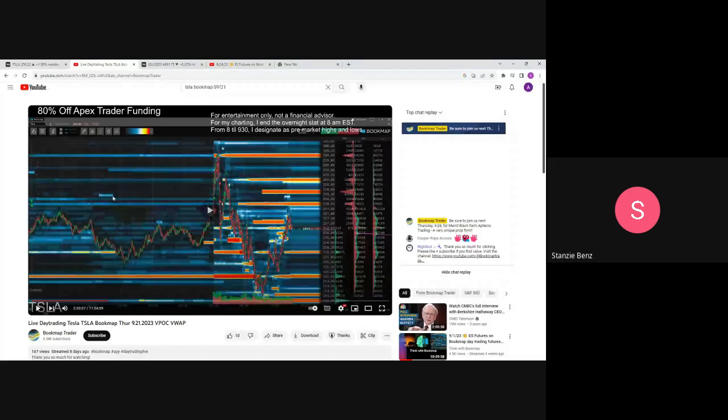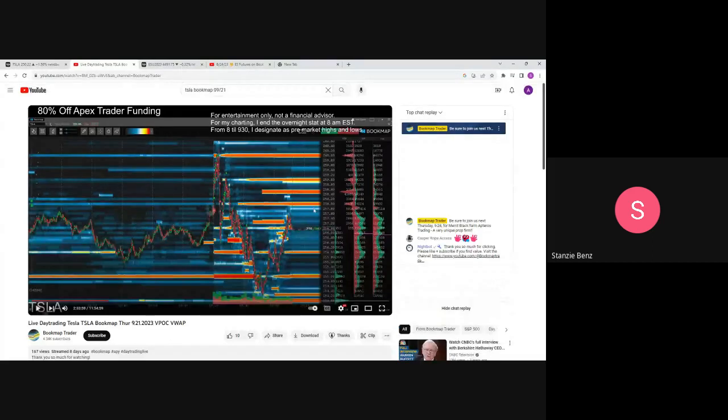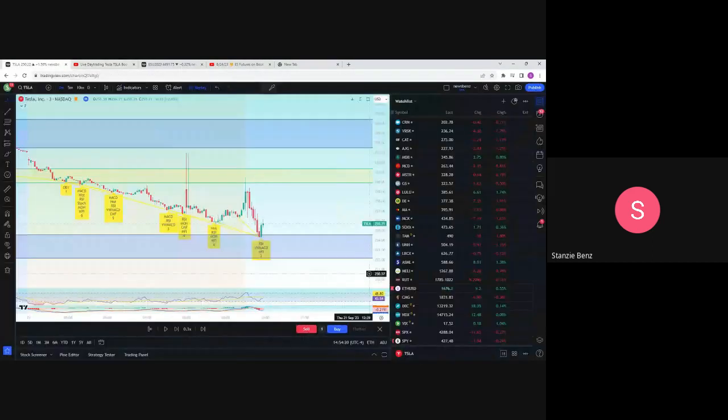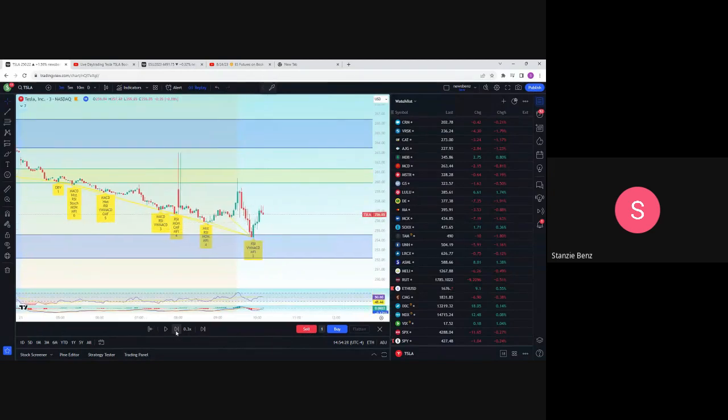Okay, so I'm done with Bookmap. We're going to walk through this. So this is where we entered. We'll just quickly go through what happens. Worked out great.